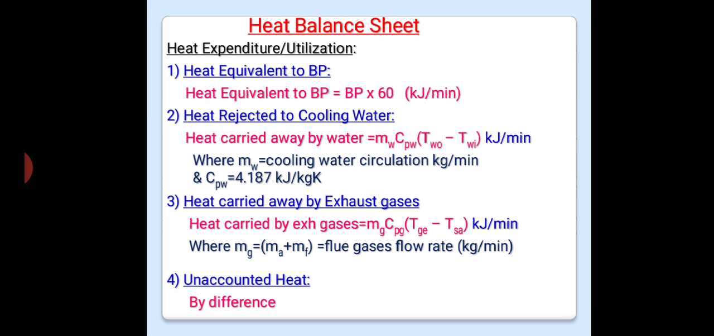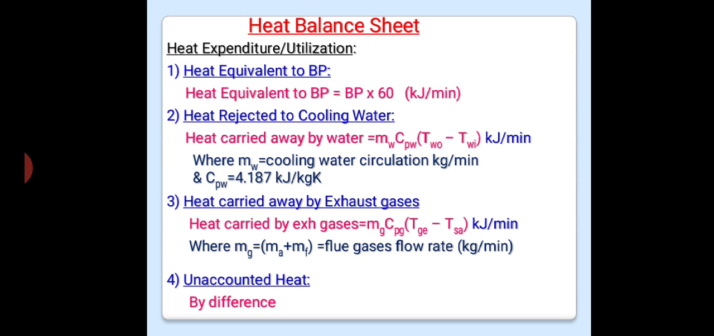Now the interesting part is to calculate mg, meaning the mass flow of fuel and exhaust gases. We can say here mg is the addition of Ma plus Mf, where Ma is the mass flow rate of air and Mf is the mass flow rate of fuel. Cpg is the specific heat of gases, Tge is the temperature of exhaust gases, and Tsa is the temperature of atmosphere.